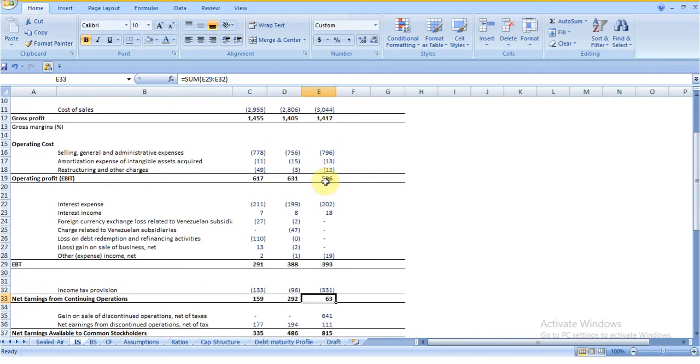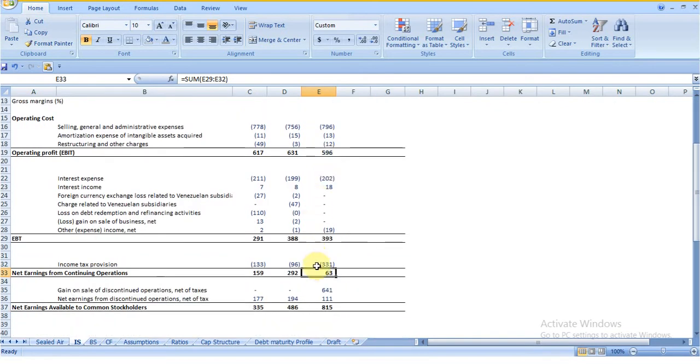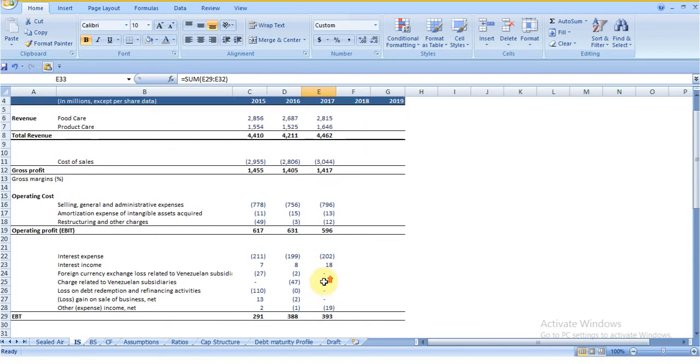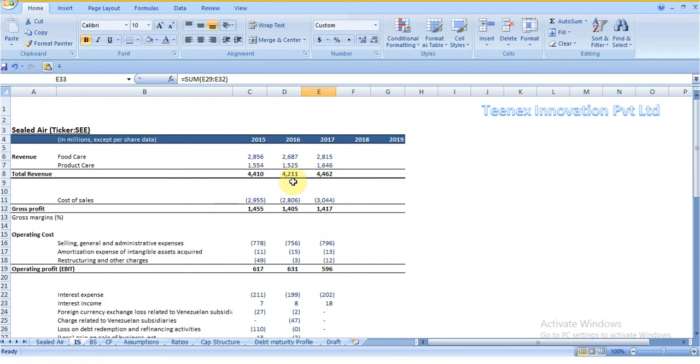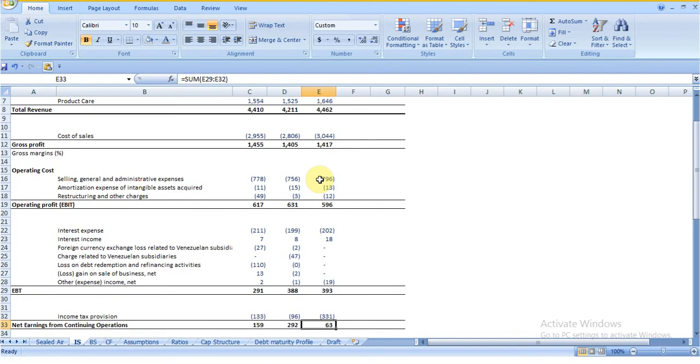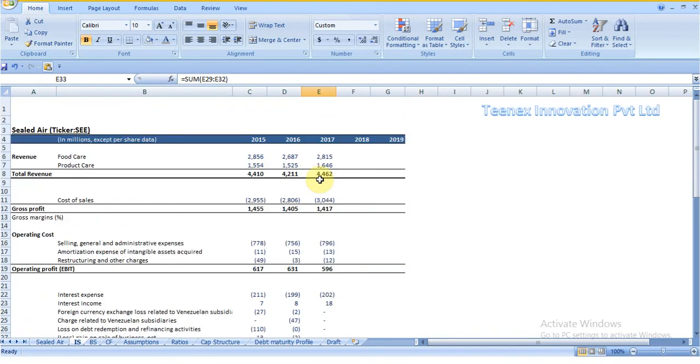In terms of profit, the company generated a profit of 63 million at the end of 2017. Obviously, when we look at the last 3 years, profits are declining, and we will come to this later. In terms of revenue for 2016, revenue went down because of the lower price mix and certain divestitures. But in 2017, the company has again shown a healthy increase in revenue, and margins are also healthy. So this is largely the size and scale of the operations of Sealed Air.